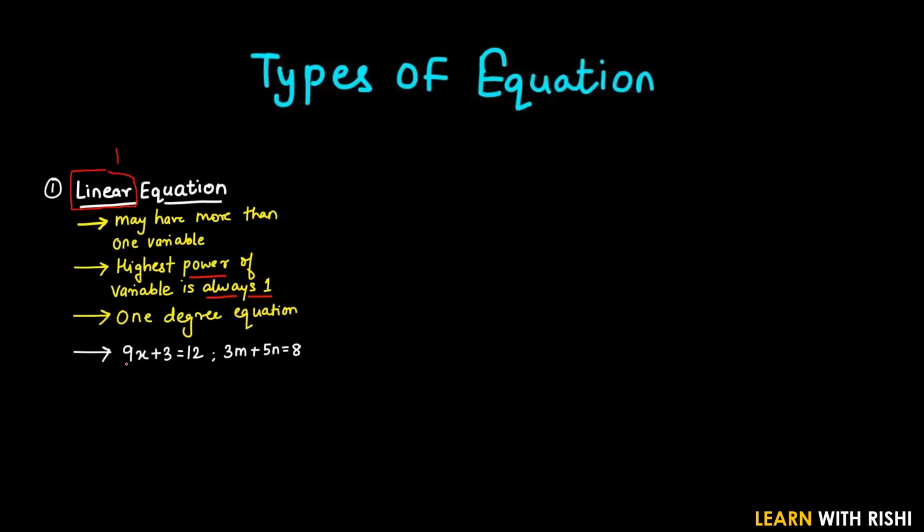For example, 9x plus 3 is equal to 12. Here x is my variable and the power is 1. Another example, 3m plus 5n is equal to 8. Now here there are two variables. For variable m the power is 1, for n also it is 1. So the highest power is going to be 1 only. That's why it is a linear equation.